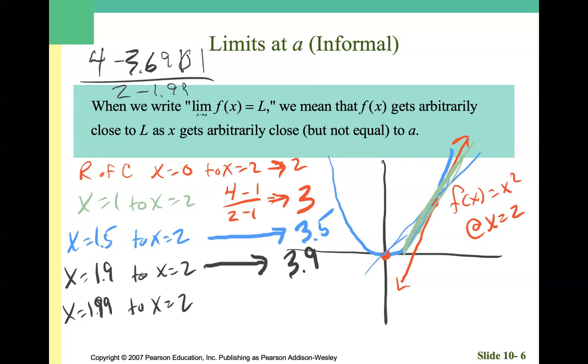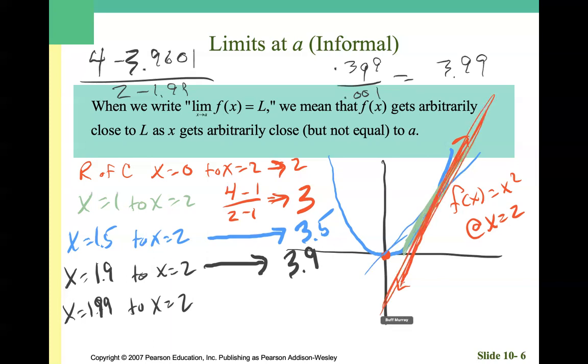All right, so 3.9601. So that's going to be what? 0.0399 over 0.01. Is that going to be 3.99? So are we getting closer to 4? We're all in agreement. We're getting closer and closer to 4. So we think the slope of this red line right here is 4.